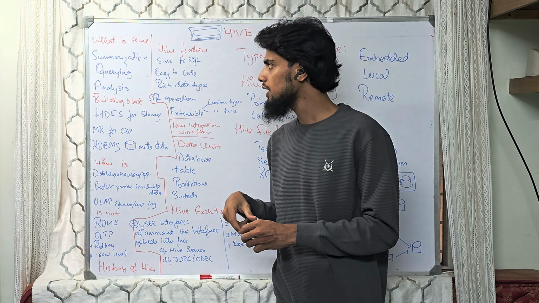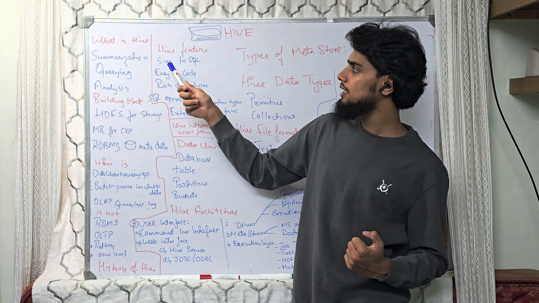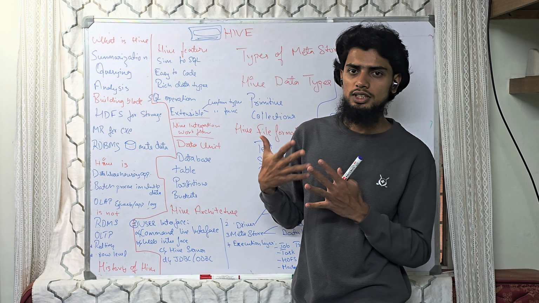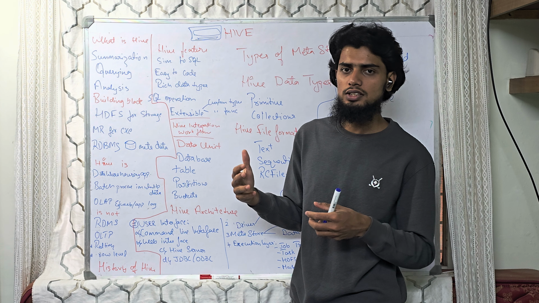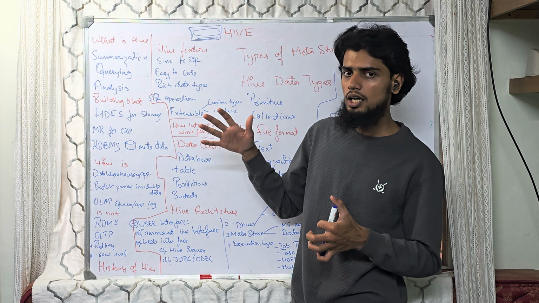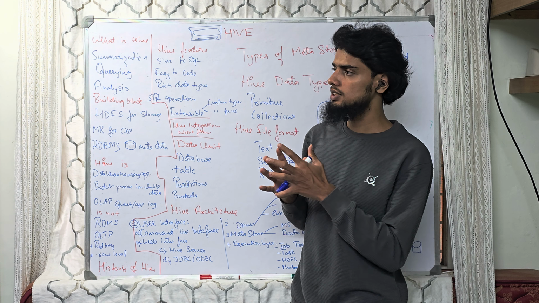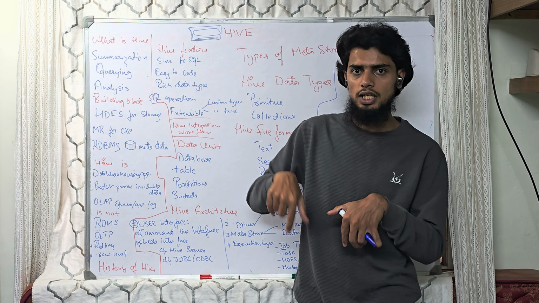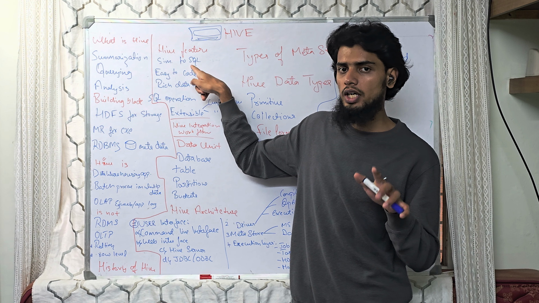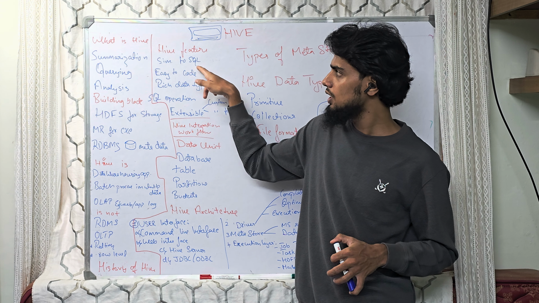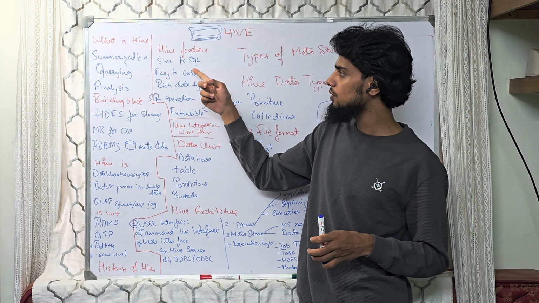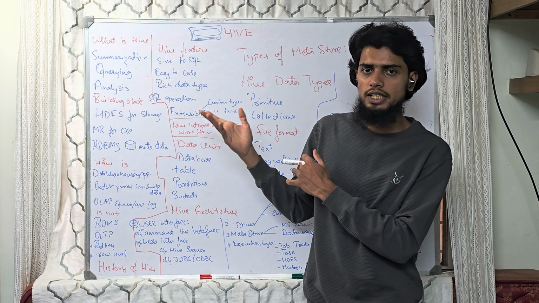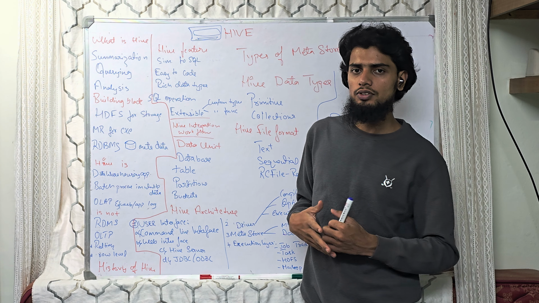Hive features. The first feature is that it's similar to SQL. SQL is a very rich query language, but it doesn't support many things. That's why we are using HiveQL. HiveQL is the query language used in Hive, and it is similar to SQL and easy to code. Whoever knows SQL can easily code HiveQL because it's very similar.